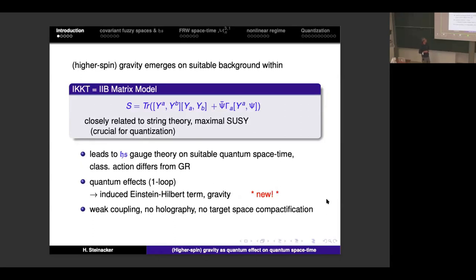Actually, let me skip the motivations and come straight to the point. So what is it that I will try to explain? There is a very simple model. It's a matrix model, which was introduced a long time ago, 25 years ago, in the context of string theory. That's the so-called IKKT matrix model.